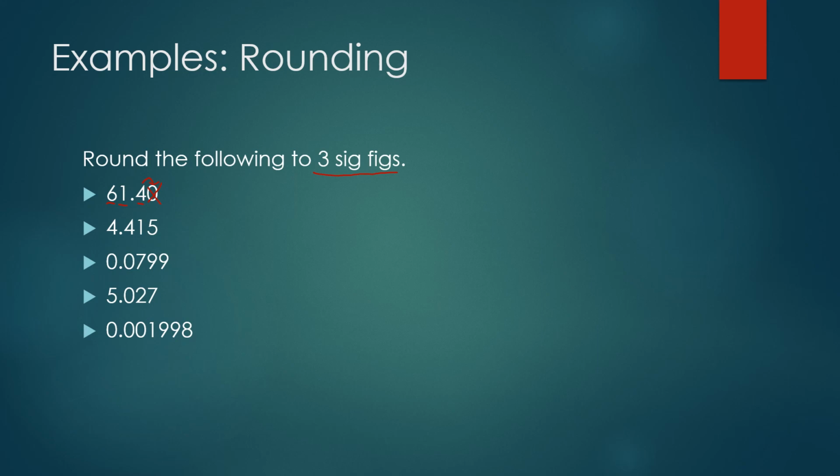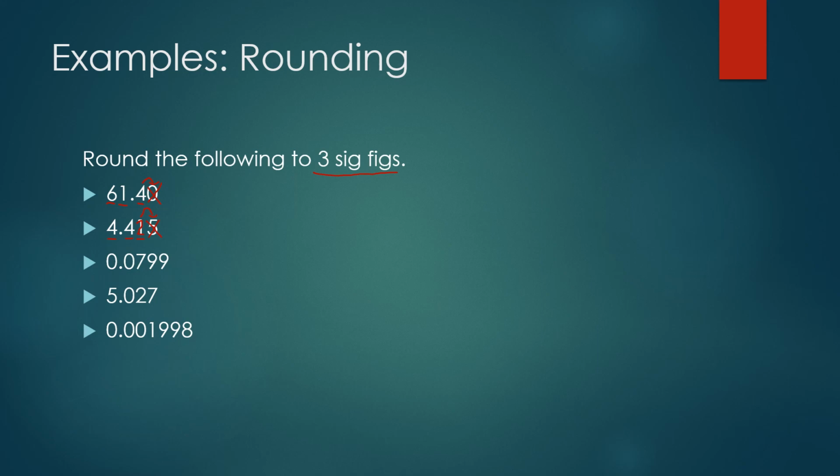Let's try the next one. Same thing. We want 3, so we start at the left. So 4, 4, and 1. So I'm going to stop there, but I always need to look at the number next to it in case I need to round. Do I need to round in this case? I do. I need to round that 1 up to a 2. So now I have 3 significant figures.